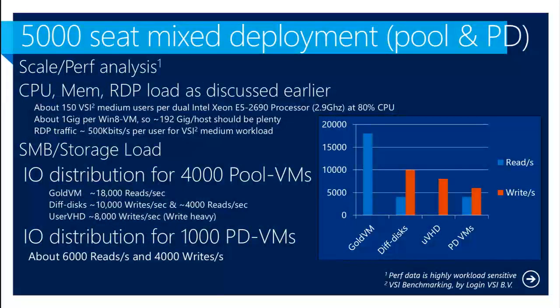The I/O signature is the same: 5,000 users generate 50,000 IOPS, except the distribution is a bit different. There's no gold VM that you can throw an SSD on to absorb the common read load, because PD VMs don't have a common parent, right? So your pool VMs, in this example 4,000, will generate 80% of what we had talked about for the 5,000, so about 40,000 IOPS. PD VMs will bring another 10,000, but there's no sharing going on between these two, so there's no optimization there.